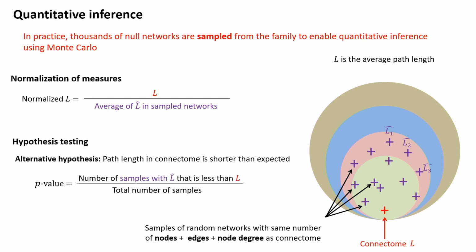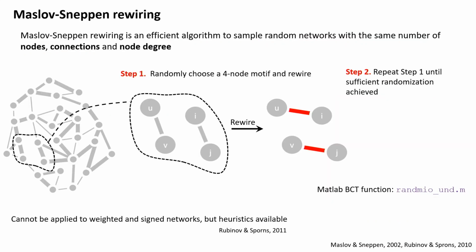We can also do this in a statistical sense, and we can compute p-values to test whether a certain property is observed more so than in our benchmark. I won't go through the details of that here. So as I said, in connectomics, we typically preserve the number of nodes, edges, and node degree, and we can do that using a very simple approach called Maslov-Sneppen rewiring.